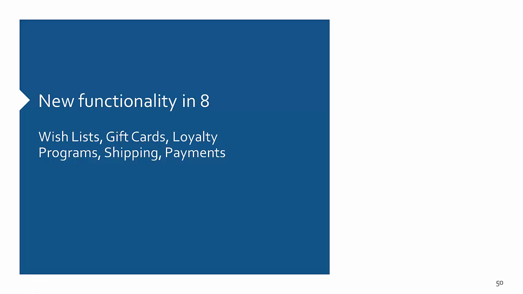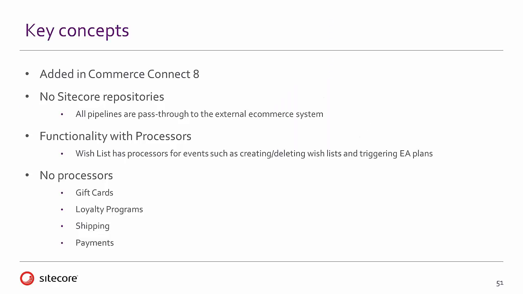So next we'll discuss some of the new functionality in Sitecore Commerce Connect 8. And these include wish lists, gift cards, loyalty programs, shipping, and payments. So very much like orders and a number of the other functionalities, basically these exist solely to have pipelines to pass through to the external e-commerce system. So unlike, say, products or users, we're not storing any of these within Sitecore. So in all cases, all of that is essentially having pipeline wrappers for calls to that external system.